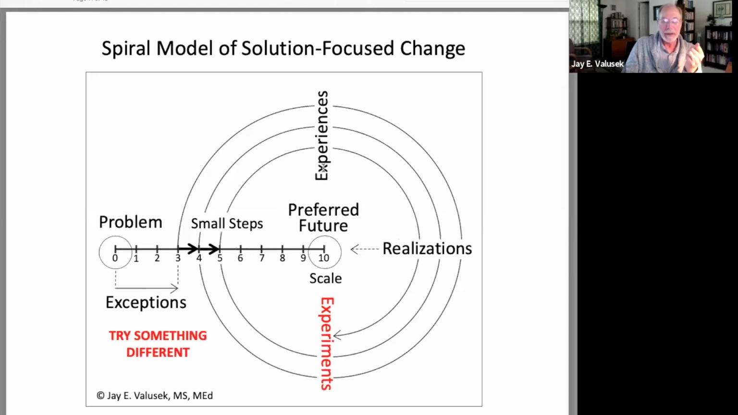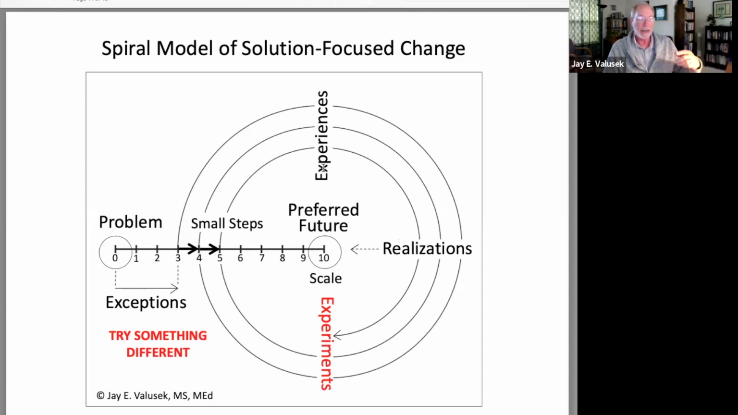And then as you keep moving on, there's going to be a point when what you're doing isn't working, so you do something different. And I call those experiments. Again, these are easy words to remember for a person. Exceptions, experiences from the past, and experiments are things you haven't done.